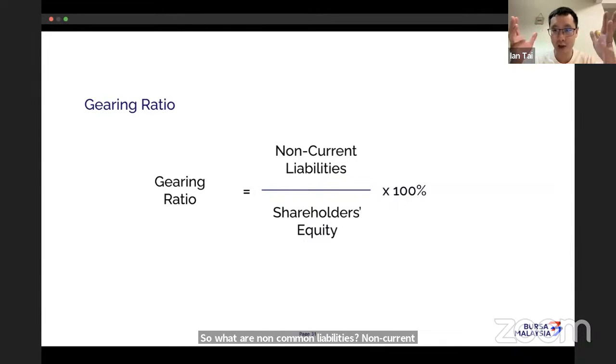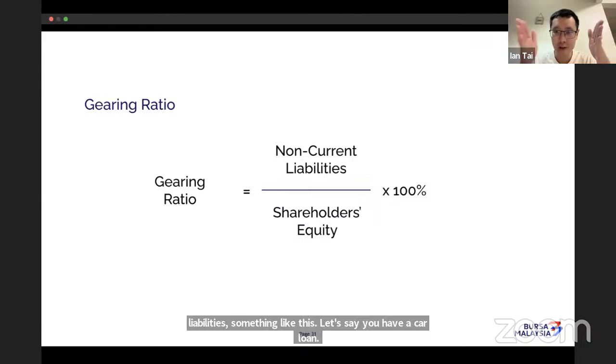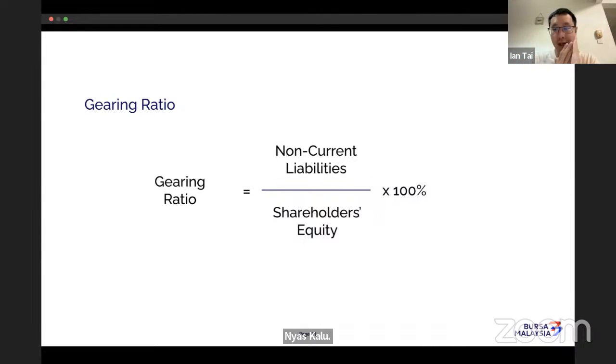Let's say you have a 9 year car loan. The debt that you will be repaying for the next 12 months is under current liability, because you're going to settle it in 12 months.